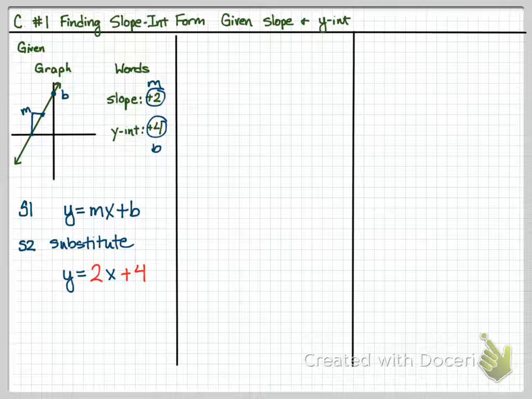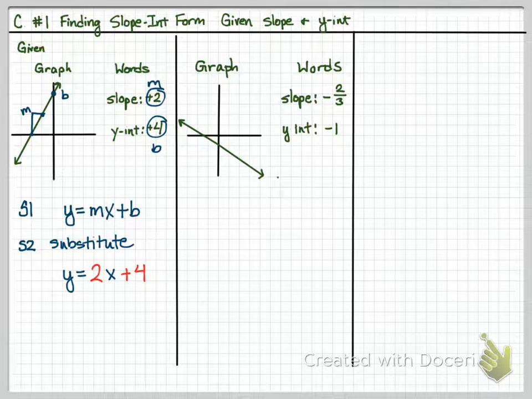So that's the example. Now you try, or we'll both try. Let's take a look at this graph and look at those words. Sometimes you'll get just the words, sometimes you'll just get the graph. Depending on the situation, you'll have to know what to do. So I'm giving you both the graph and the words, and you just have to be ready when you're being assessed to take whatever is given to you and put it into slope-intercept form.